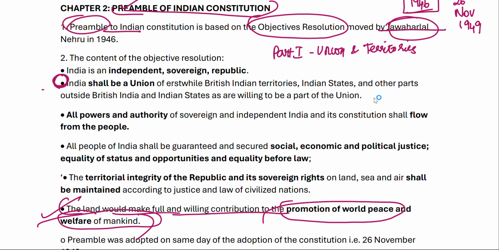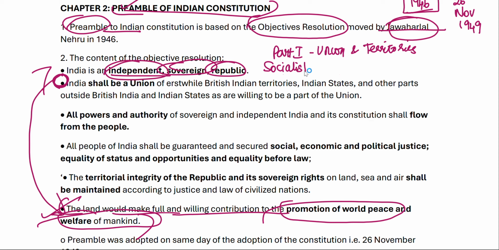So there are only two points which differ from the Preamble. Also, we do not find the words socialist and secular in the original Preamble. This is because they were added by the 42nd Constitutional Amendment Act of 1976.